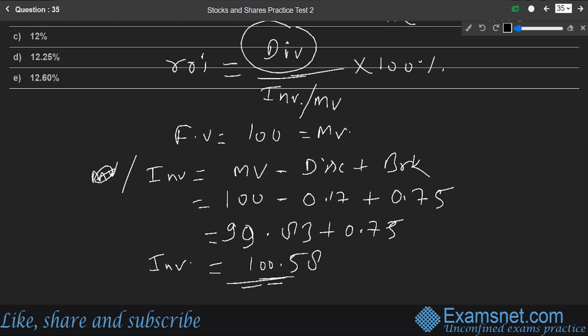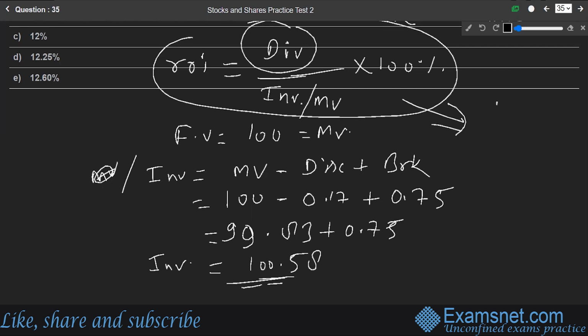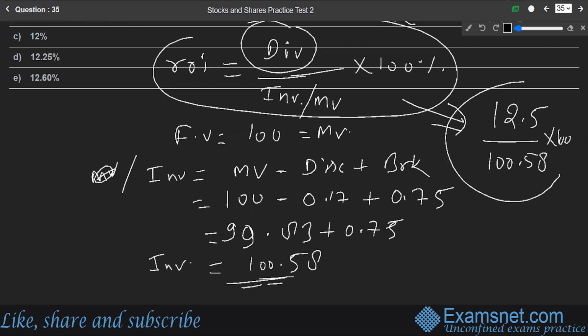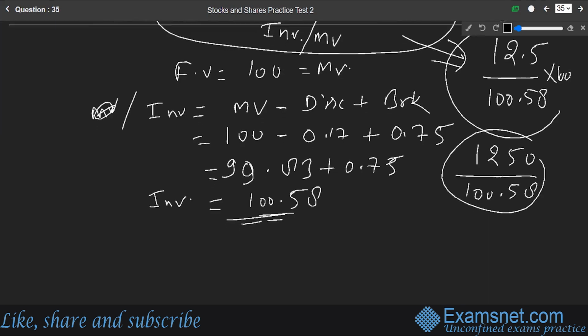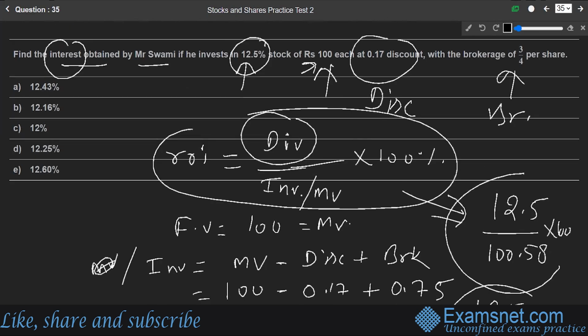100.58. Now we can go back to the rate of interest formula. Dividend is already there with us, 12.5 rupees. That is the income over the face value. Face value is 100 itself. So if you put the values of all these things here, dividend is 12.5 divided by investment 100.58 multiplied by 100%. So if we solve this particular expression first, 12.5 into 100 is nothing but 1250 divided by 100.58. We need to simply divide it manually, step by step. If we divide it manually, clearly the rate of interest comes out to be 12.43%. So that is the final answer. Rate of interest is nothing but 12.43%, which is clearly available in option number A, and becomes the right answer for us.